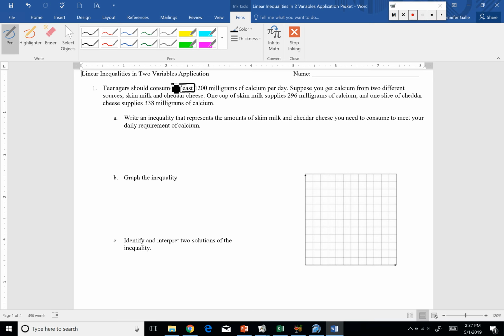So, let's use, I like to use X and Y for my variables, since we're graphing. You don't have to. If you want to use S for skim milk, or C for cups of skim milk, or C for the cheese, that's fine. I like to use X and Y because it helps me graph. So let's let X equal cups of skim milk. Cups of skim milk.